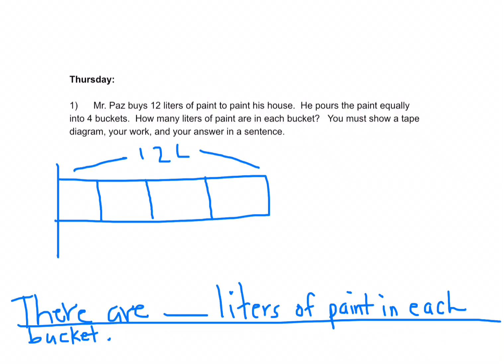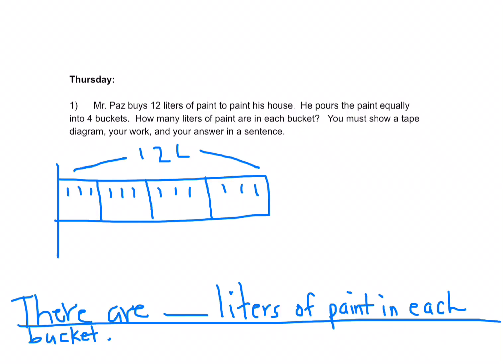Now, it does not say 4 in each bucket. It says he pours the paint equally into 4 buckets. We just don't know how much paint he puts in. So the only thing we can do is share those 12 liters of paint equally until we reach 12. So let's do that. 1, 2, 3, 4, 5, 6, 7, 8, 9, 10, 11, 12. Now we can see how many liters are in each bucket. And as you can see, there are 3 in this bucket, 3 in this bucket, 3 in this bucket, and 3 in the last bucket.